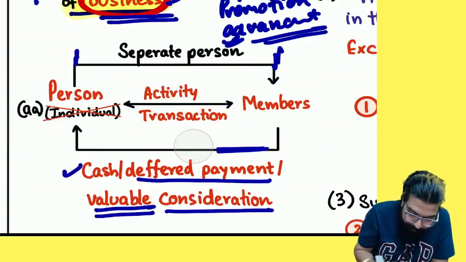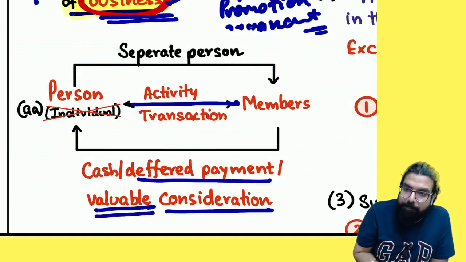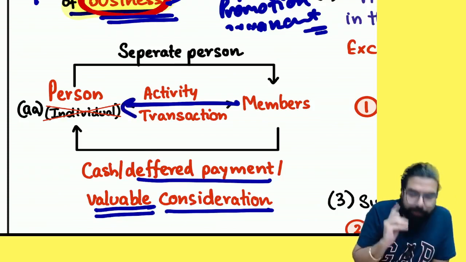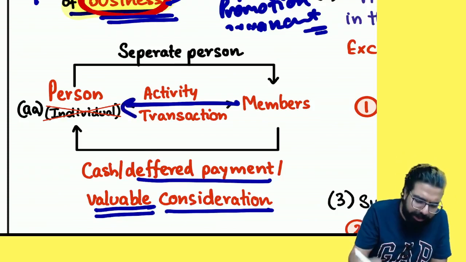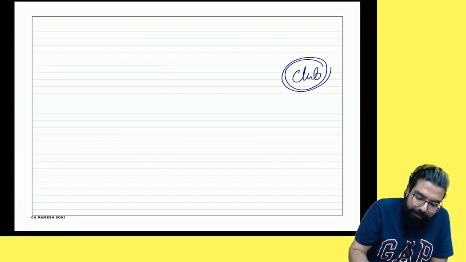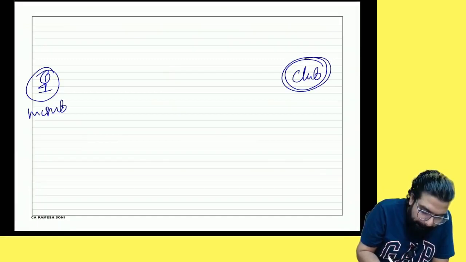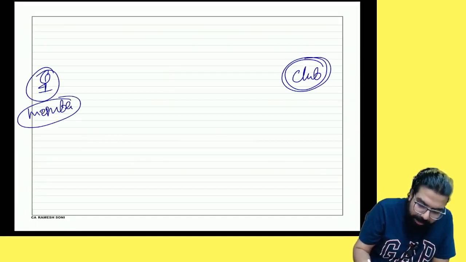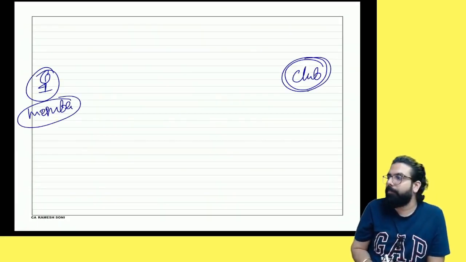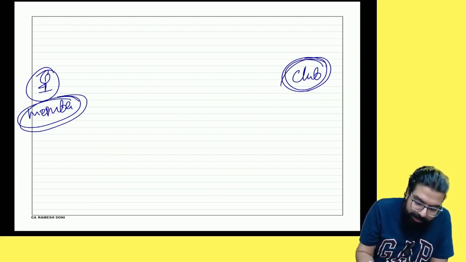They are telling both ways. See here. Whether you are doing an activity with them or they are doing an activity or transaction with you. What do you mean by this? For an example, this is a club which is there. Okay? I am a member in the club, and this is the club.